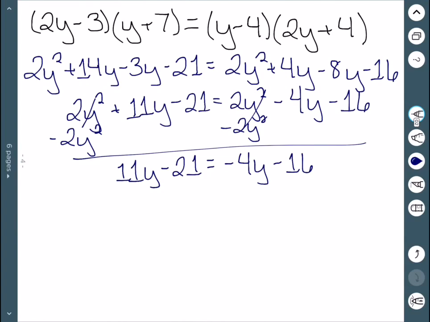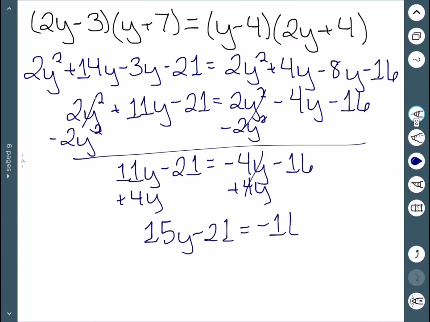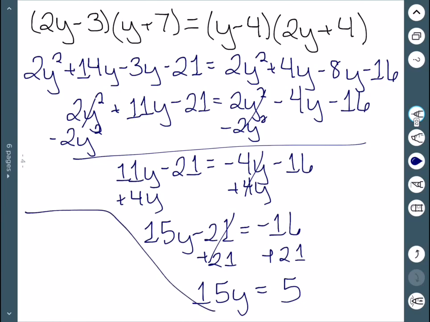We'll get our variables on the left-hand side, so I'll add 4y to both sides. This gives me 15y minus 21 is equal to negative 16. We'll then move our constants to the other side, so adding 21 to both sides. That leaves me with 15y equal to 5. To get rid of that 15, we'll divide both sides by 15. And once we reduce the right-hand side, I get y equal to 1/3.